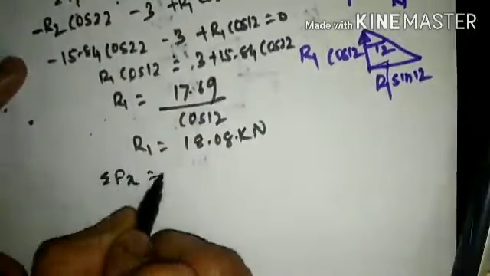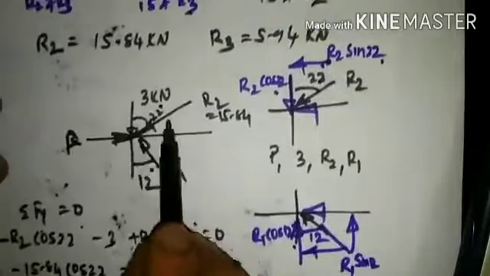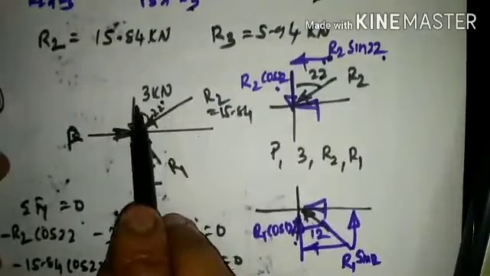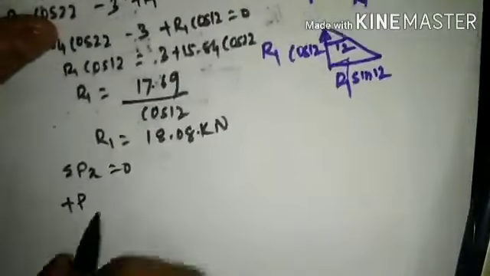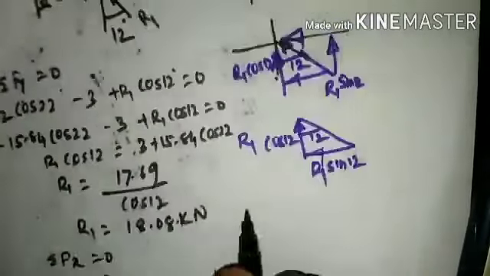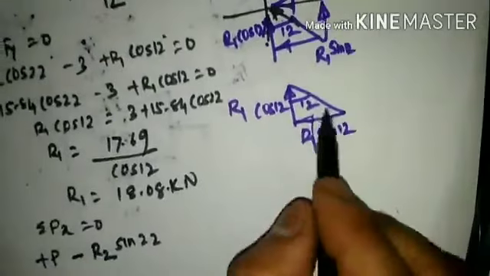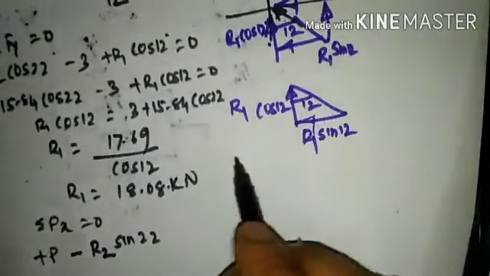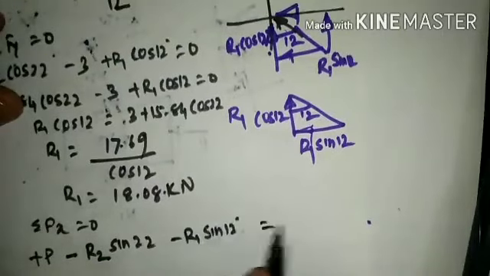Now we need to find out the value of P. So I shall consider summation Fx is equal to 0. When I consider summation Fx is equal to 0, P is on the right hand side, so plus of P. And here 3 shall not be considered because it's a force parallel to Y. R2 will have a force component along the x direction, which is left hand side, and its component will be minus R2 sine of 22 degrees, because R2 sine 22 is left hand side. Likewise, R1 sine 12 degrees is towards the left hand side, so minus R1 sine 12 degrees, that is equal to 0.